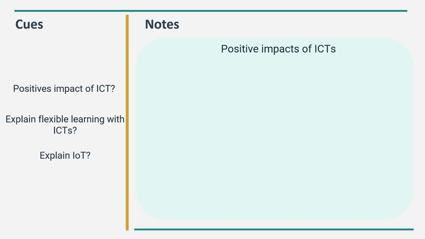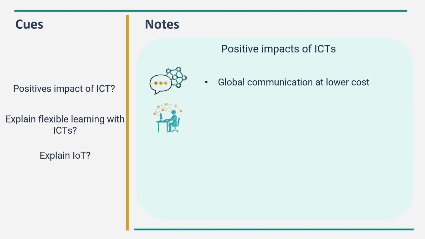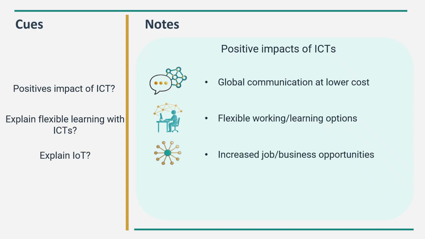Now, question 7 in paper 2 often asks about the social implications of ICTs. What is good and what can go wrong? So positives include global communication at a lower cost with VoIP. There's also flexible working or learning options with telecommuting and e-learning. And with everyone being connected, there's also increased job and business opportunities that you might not have had without ICTs.